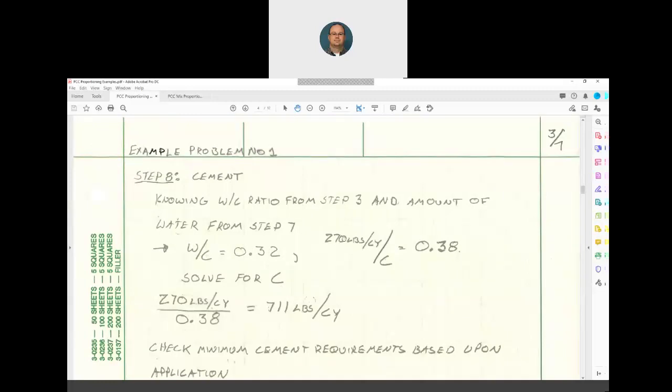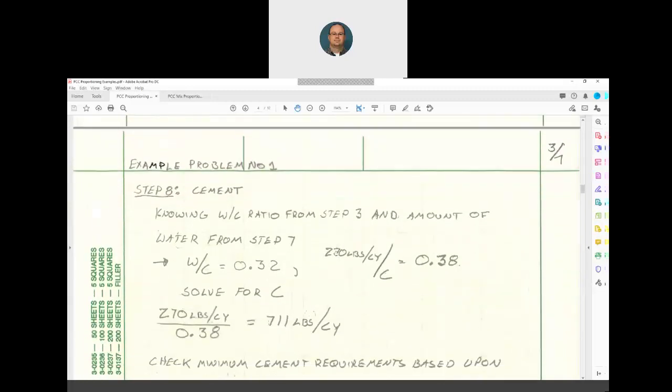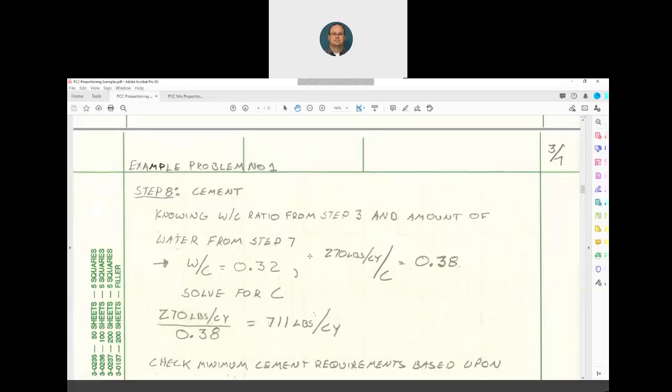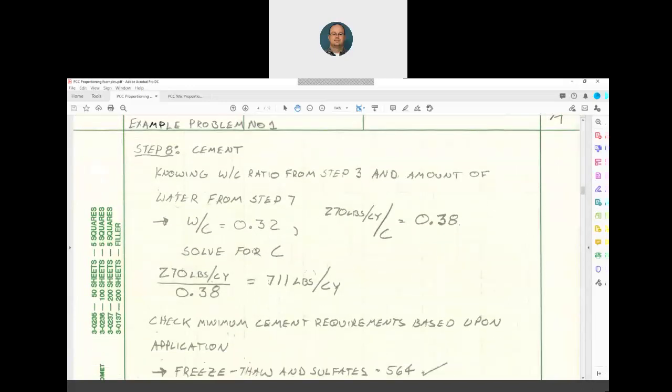So from step 7, I know there's 270 pounds per cubic yard of water per pounds of cement equals 0.38. I solve for C, right? And then I get 711 pounds per cubic yard based on the math. So again, this number right here should be an 8. Let's see, I may fix that later. All right.